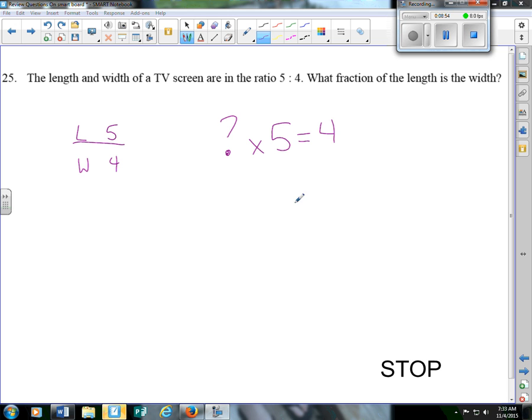Now, to get that answer, we have to divide. So we would be dividing 4 divided by 5. Now, this is a lot easier than it looks. 5 doesn't go into 4. So then we subtract, we get 0, and we get 4/5. So the answer to this would be 4/5.